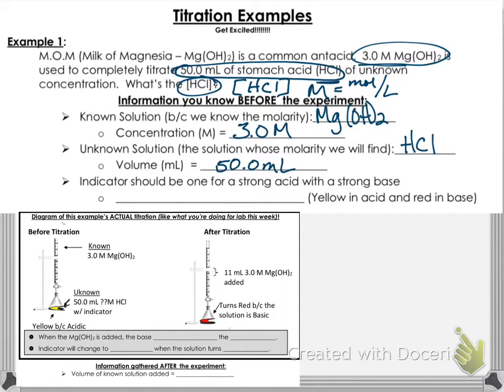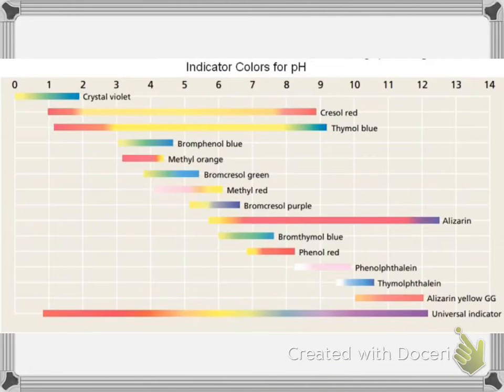You're also going to use an indicator for your virtual labs. I don't think you have much of a choice, but in real life you would look at the indicator chart and we'd be able to figure out which indicator to use. So the chart looks something like this. We're mixing a strong base with a strong acid. They're going to perfectly neutralize each other, which means we'll have a pH of 7.